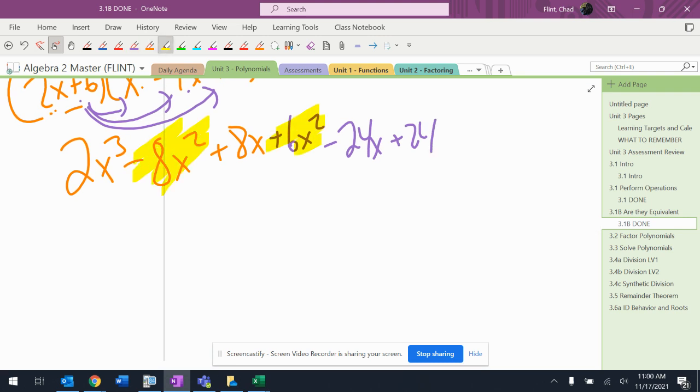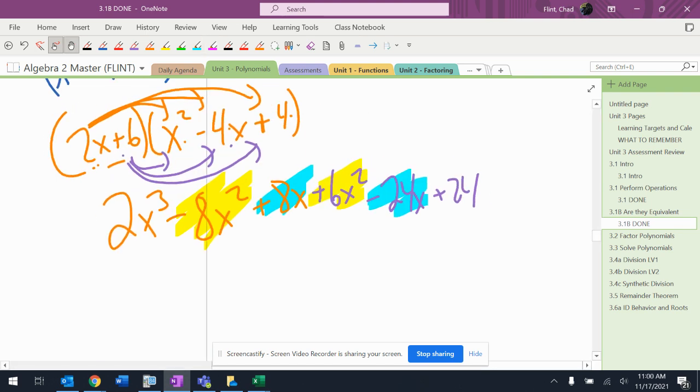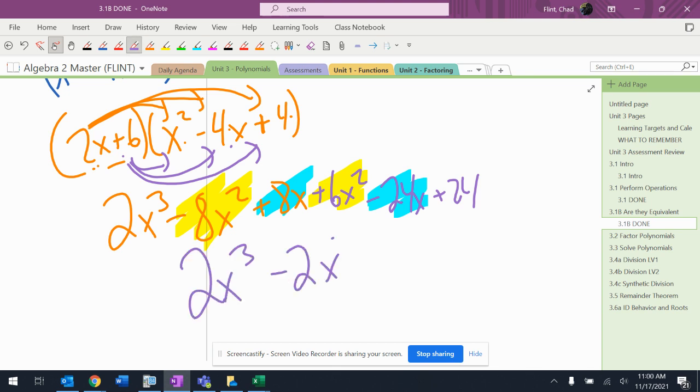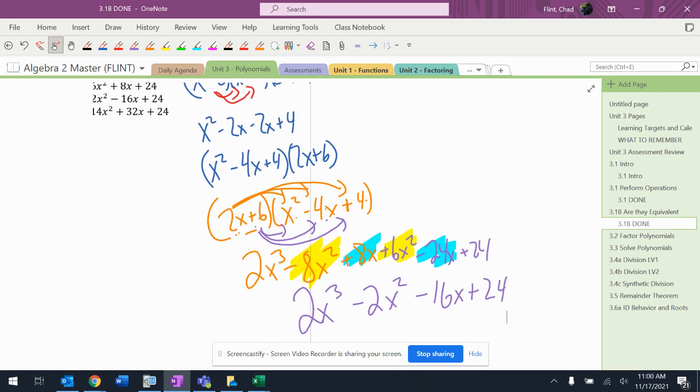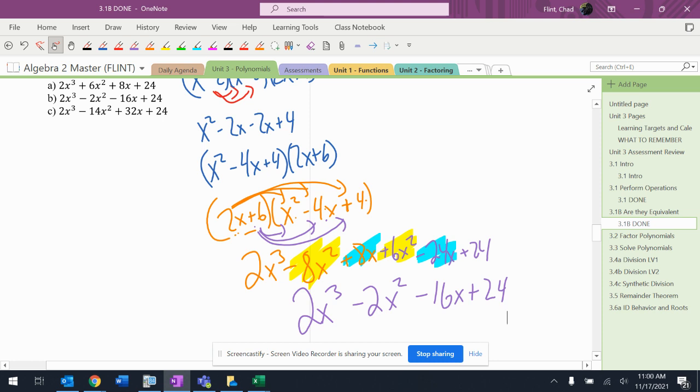I've got a couple of x squareds. I've got a couple of x's. Let's hope I did all that right. Looks like it. Let's see what it comes out to be. 2x to the third minus 2x squared minus 16x plus 24. Let's see if that's one of the answers. Hopefully it is. 2x to the third minus 2x squared. So it's B. All right.